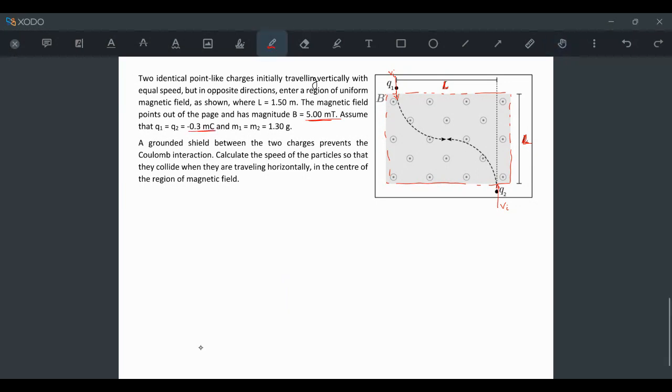And we've got some pretty big charges here. We've got 0.3 millicoulombs. Each one's negative. And we've been given the masses, they're the same as well. So identical particles, negatively charged. We're told that there's been an experimental consideration put into effect, a grounded shield that prevents the Coulomb interaction between the two particles. So basically we can ignore the fact that these two charges would repel each other because of the electrostatic or Coulomb interaction. And we want to calculate the speed of the particles so that when they meet like they do here, they collide right in the center of this magnetic field.